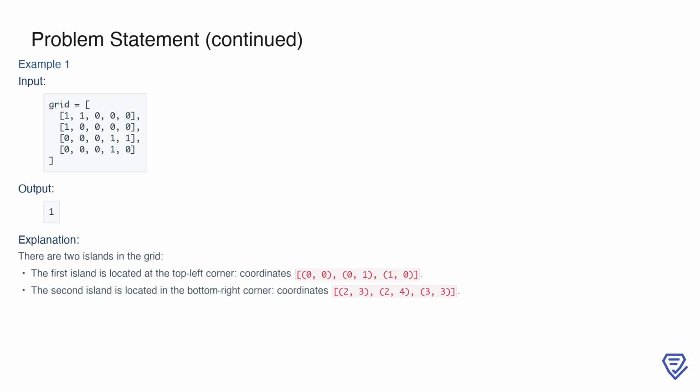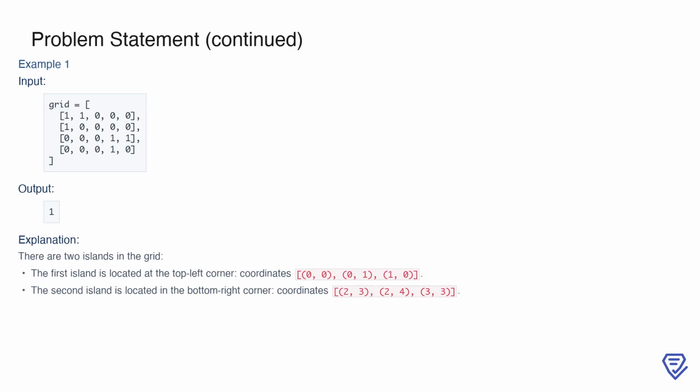Imagine the grid is as follows: 1, 1, 0, 0, 0, 1, 0, 0, 0, 0, 0, 0, 0, 1, 1, 0, 0, 0, 1, 0. Here, the grid contains two islands. The first island is in the top left corner, made up of 3 cells with coordinates (0,0), (0,1), (1,0). The second island is in the bottom right corner, consisting of 4 cells with coordinates (2,3), (2,4), (3,3).